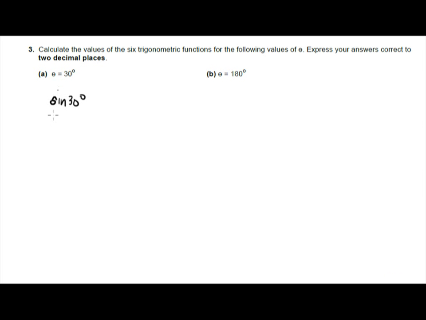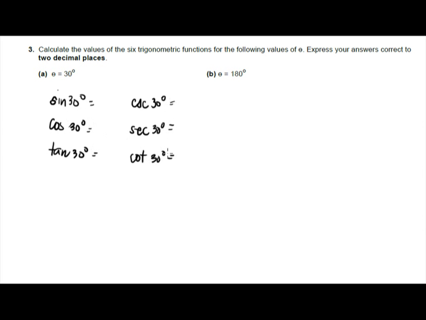So these are the 6 trigonometric functions: sine, cosine, tangent, the reciprocals, cosecant, secant, and cotangent. In letter A, the angle is 30 degrees, so we just have to get all the functions for 30 degrees. This is 30 degrees, 30 degrees, and 30 degrees. The fastest way to do this is by the use of the calculator.